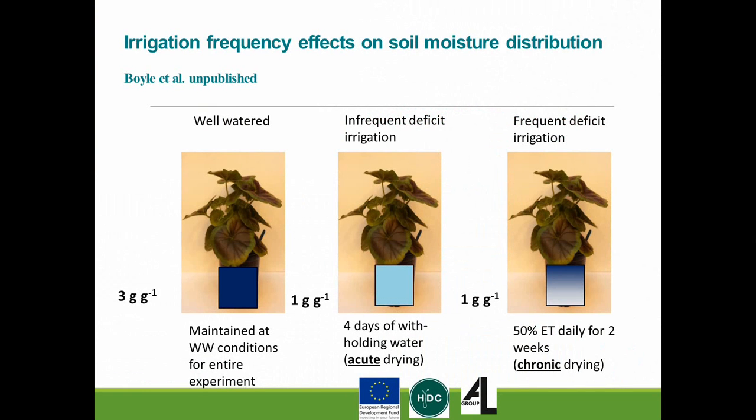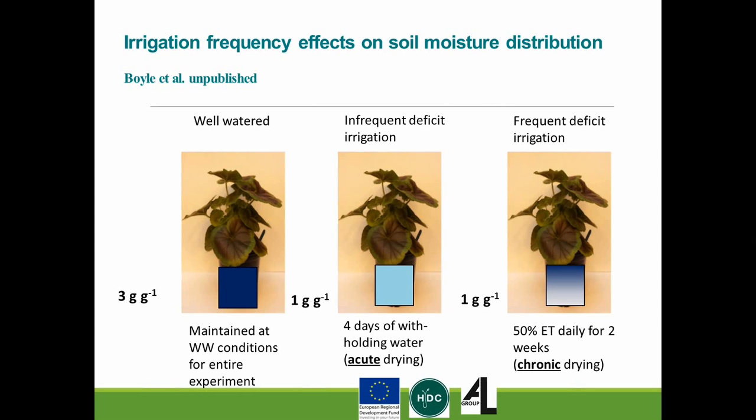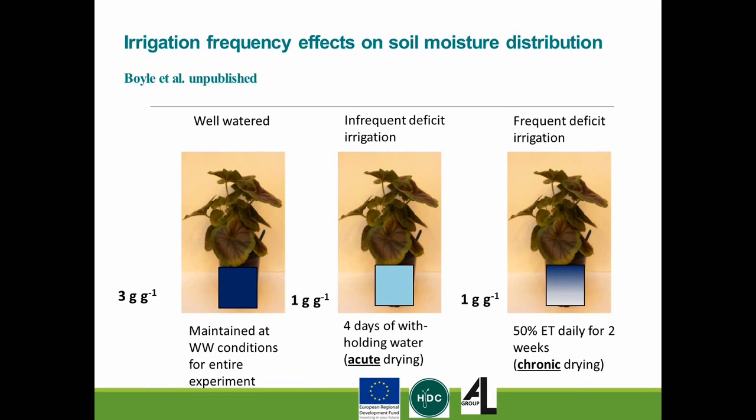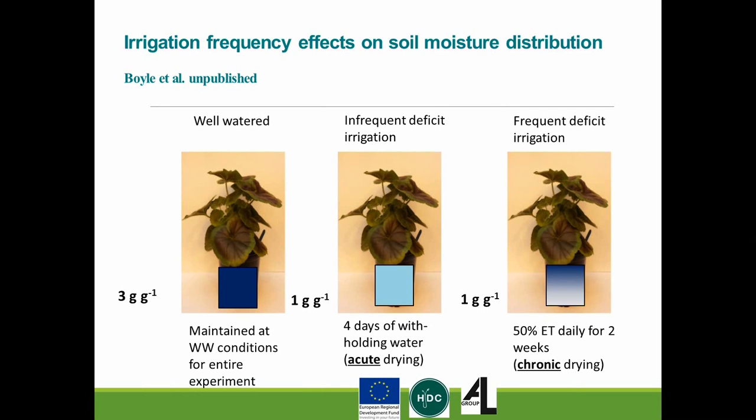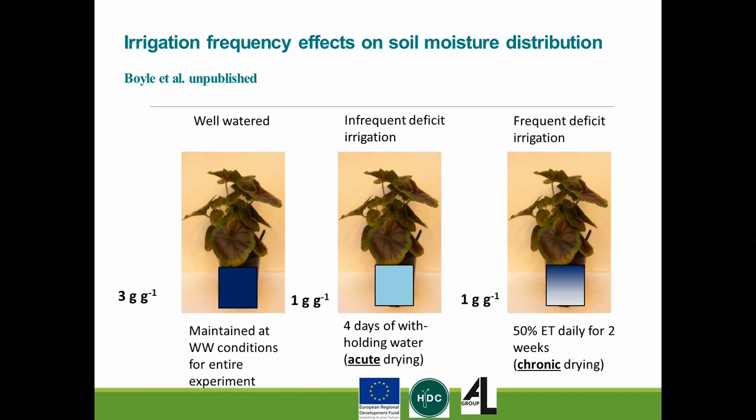In trying to understand why we've got these different responses, I think we need to look at the soil moisture to try and understand what's actually going on in these treatments. And certainly, you could look at the colour of blue on these graphs to understand where the soil moisture is within these pots. So under well-watered conditions, uniform soil moisture. In frequent deficit irrigation, or withholding water, you get a uniform depletion of soil moisture within the soil profile.